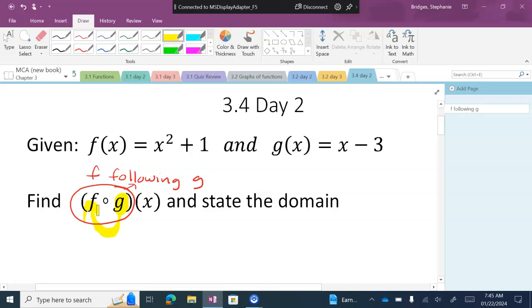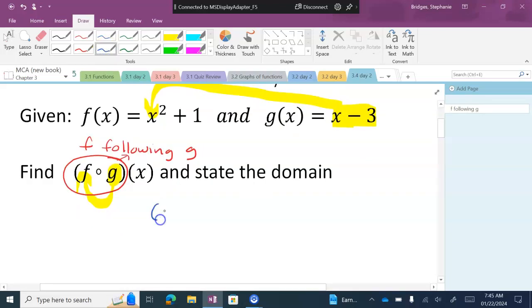Okay, so that means I'm taking the entire g function, this x minus 3, and I'm putting it in place of x into the f function. Okay, f following g. So in the f function, it is x, the whole thing squared. So in place of x, I'm putting that entire g function. So I'm putting that entire x minus 3 in place of x. I'm going to square it. And then I'm going to add 1, and I forgot something. We'll have to go backwards in just a second.